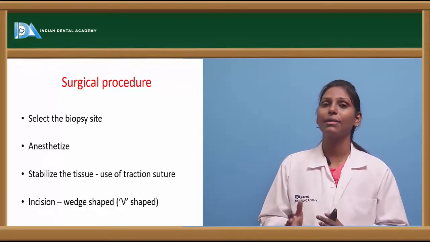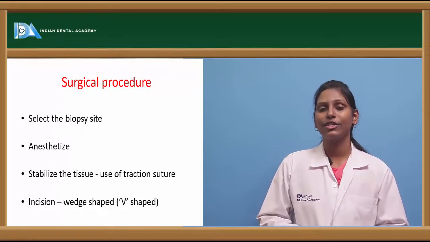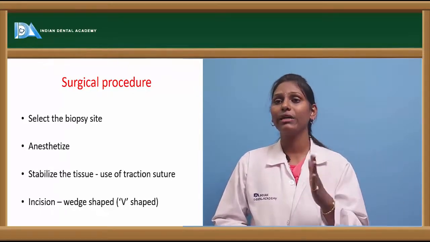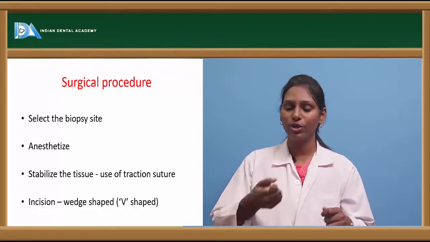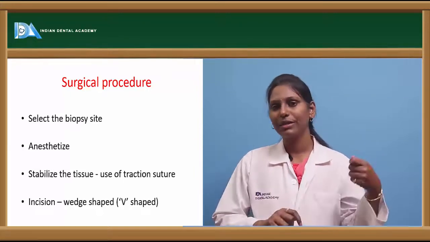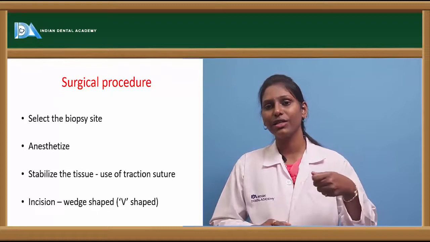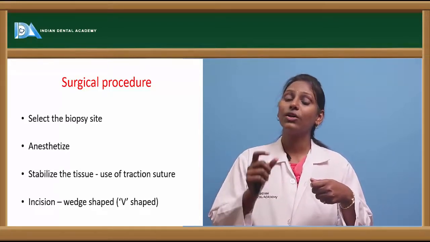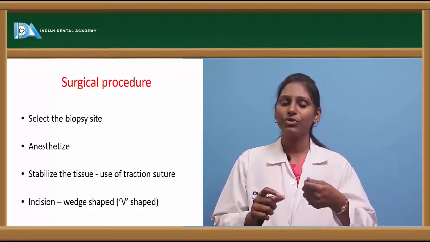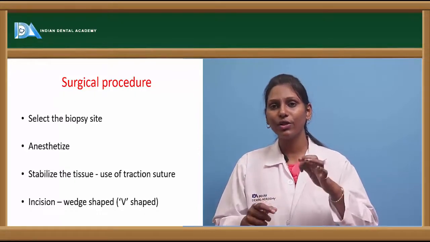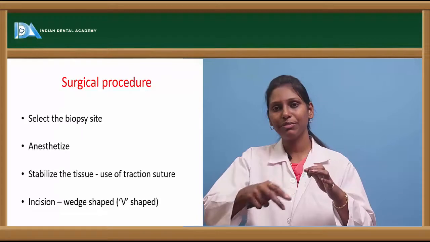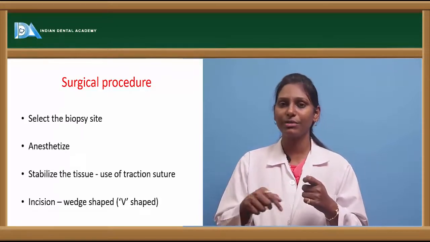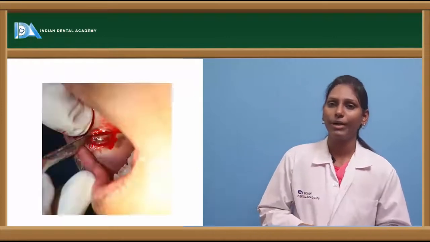And then when you're going ahead with the surgical procedure, after selecting the biopsy site, anesthetization has been done, and then stabilize the tissue. While stabilizing the tissue, either you can hold the tissue with the tissue forceps, otherwise you can go ahead with the traction suture. As I already told you, traction suture is nothing but suture it and do a traction. This will help us in stabilizing the tissue and also tells us how much depth we are going in. So when we are going ahead with this traction, we will know whether the tissue depth is sufficient or not. Then give a V-shaped incision, that is a wedge-shaped incision, and then do the biopsy procedure.